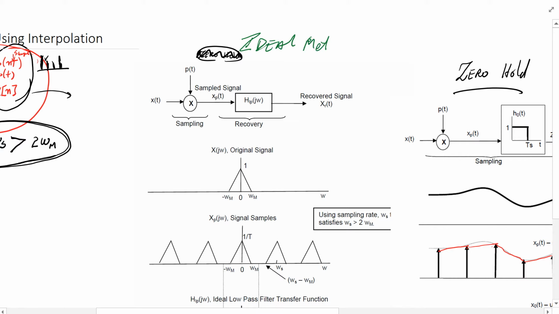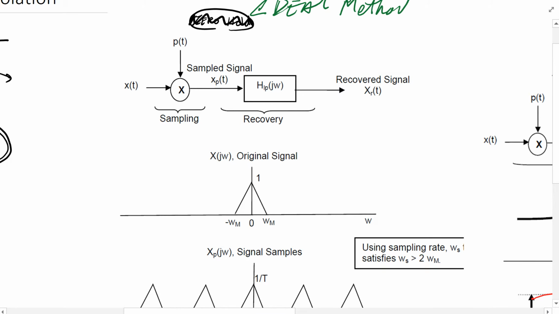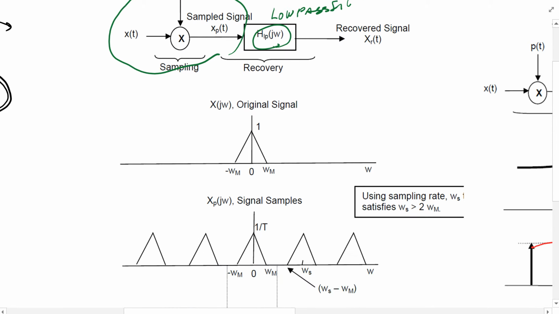The ideal method of interpolation is basically saying: look, this was the way you sampled it. You want to recover it, so just put it through a low-pass filter. So this is going to be a low-pass filter. And remember, these things are aliases, right?